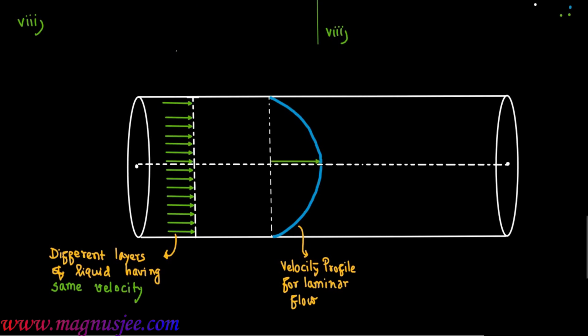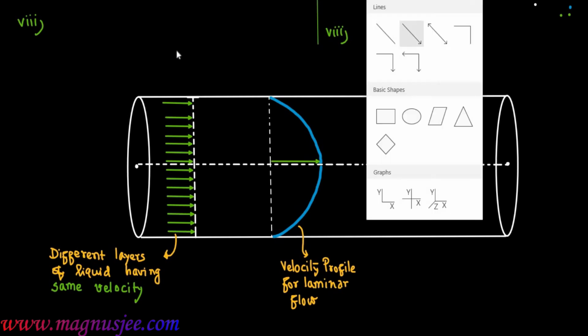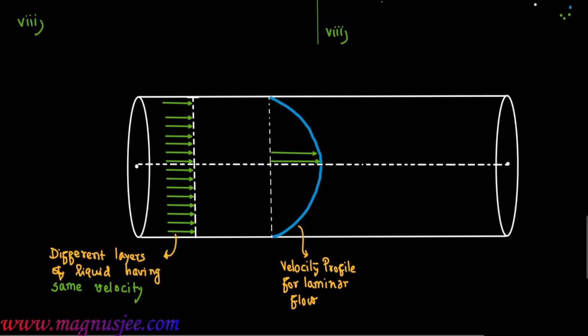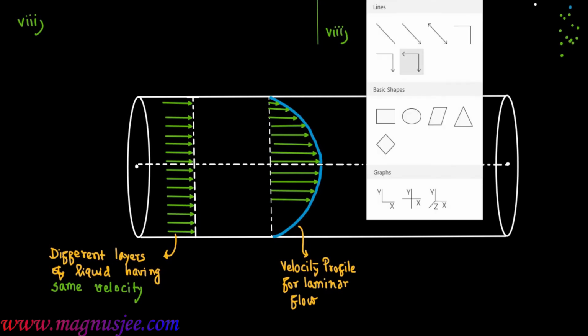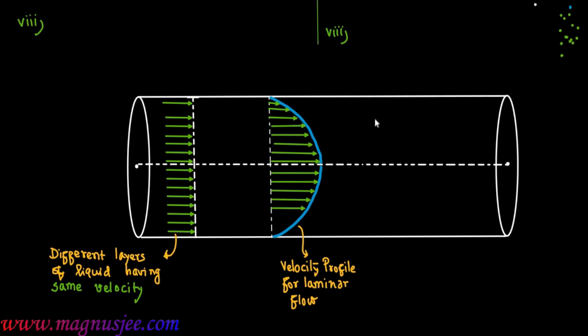which connects the different layers of liquid, in which the velocity of the layer along the axis will be maximum, and the velocity of the different layers decreases gradually from the axis to the wall of the tube. These are the different layers having different velocities, and these velocities decrease from the axis of the tube to the wall. Along the axis, liquid will be flowing with maximum velocity, and at the wall, liquid will be at rest.